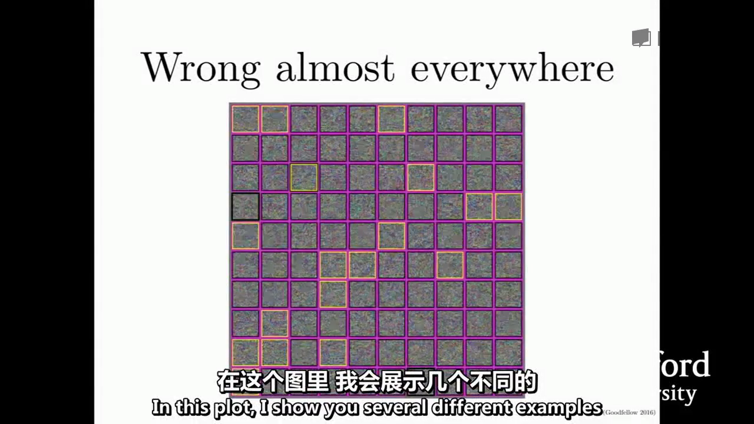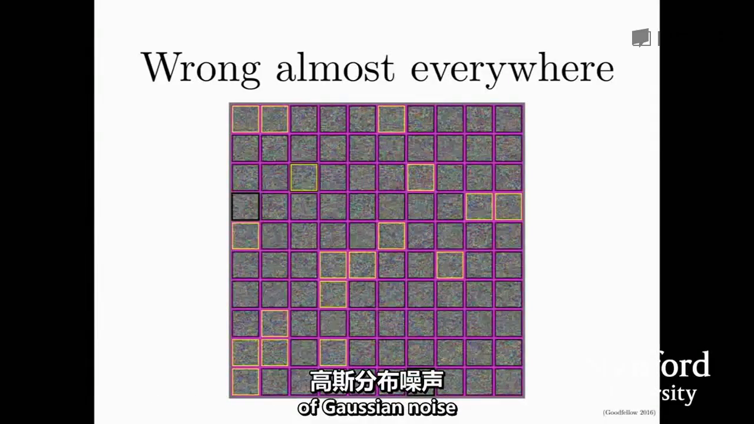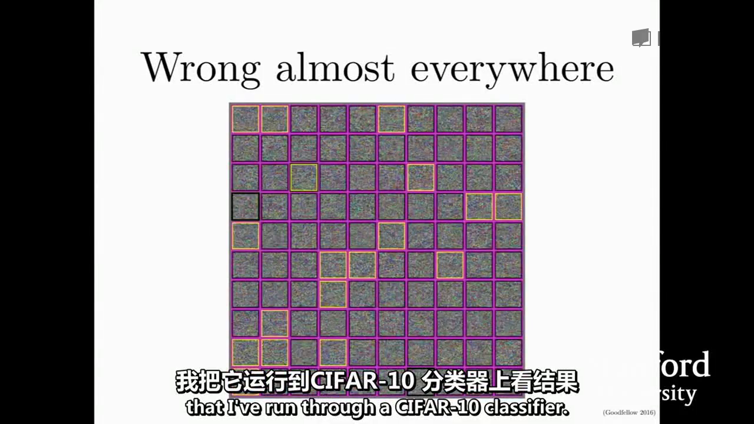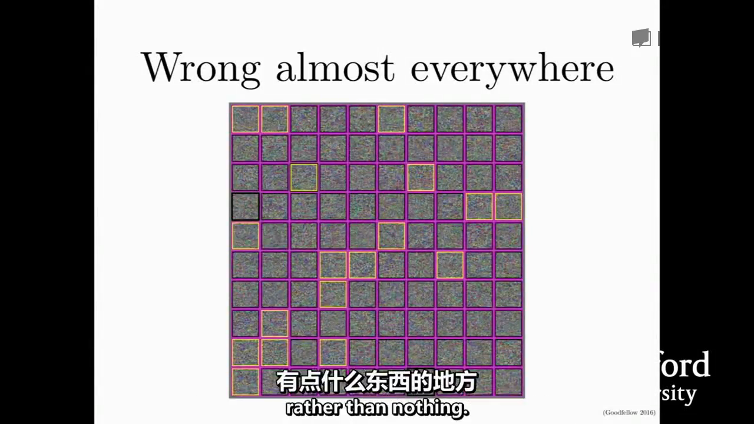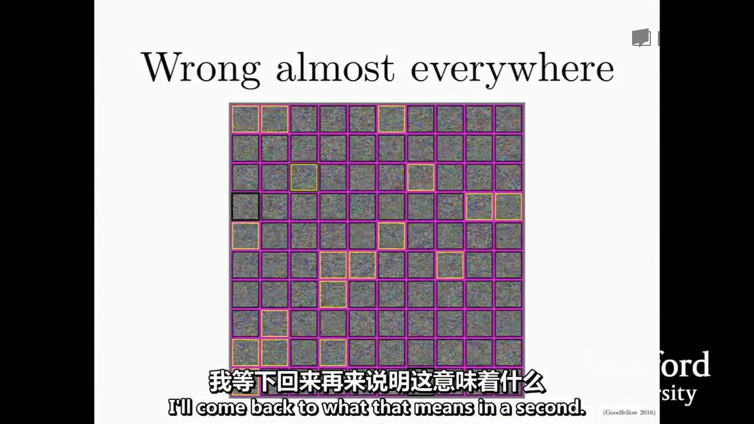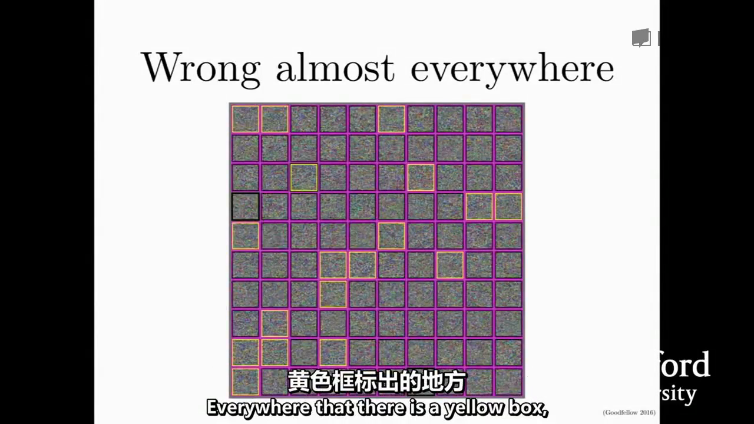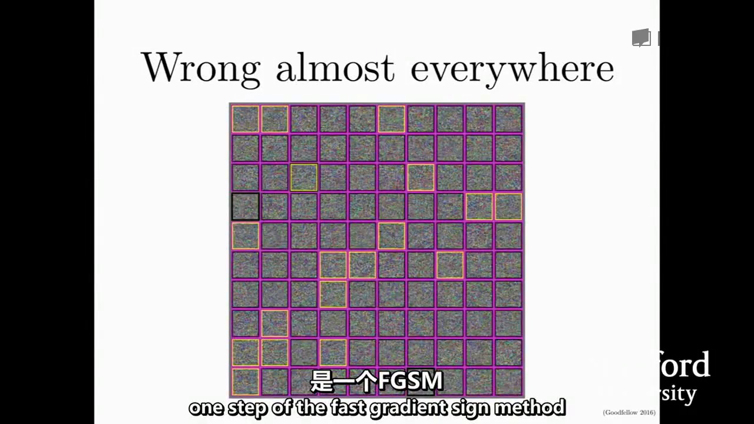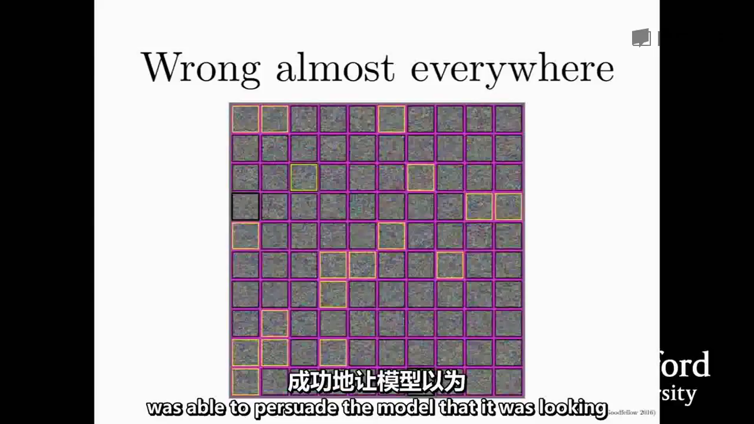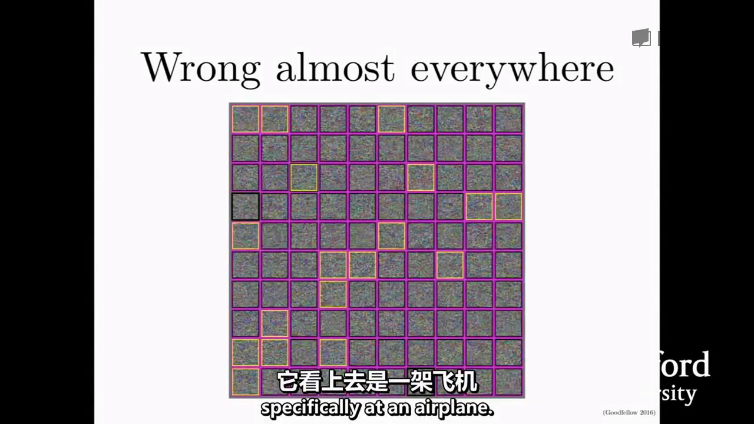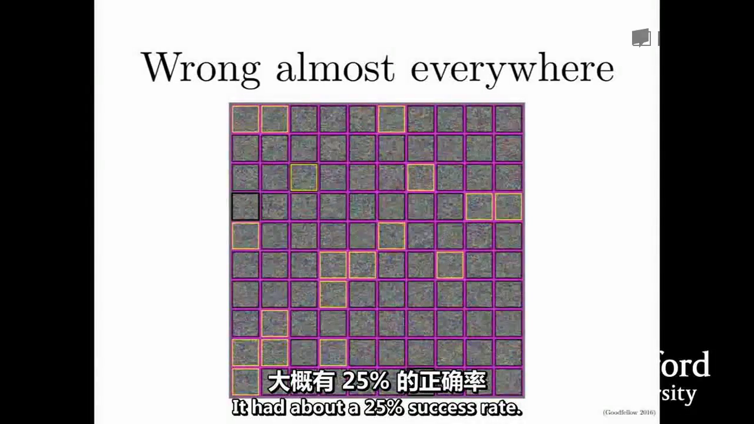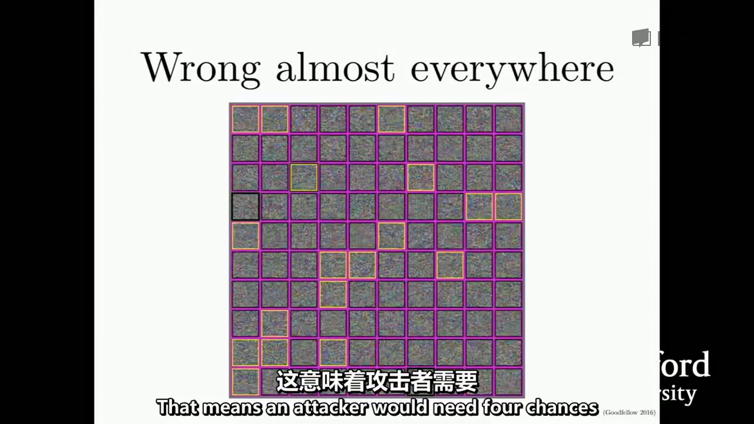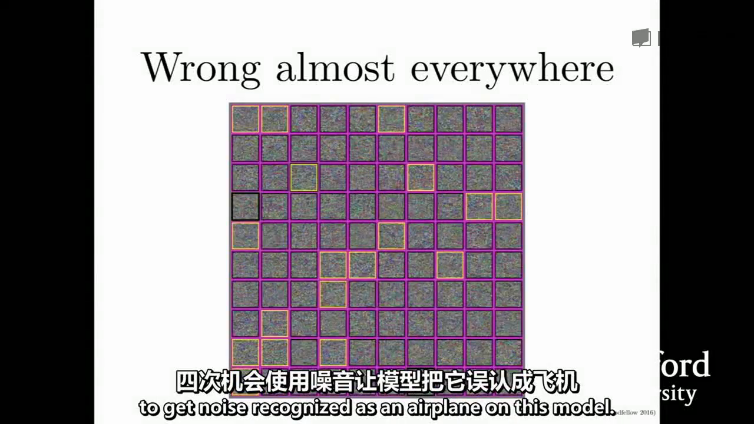In this plot, I show you several different examples of Gaussian noise that I've run through a CIFAR-10 classifier. Everywhere that there's a pink box, the classifier thinks that there is something rather than nothing. I'll come back to what that means in a second. Everywhere that there is a yellow box, one step of the fast gradient sign method was able to persuade the model that it was looking specifically at an airplane. I chose the airplane class because it was the one with the lowest success rate. It had about a 25% success rate. It means an attacker would need 4 chances to get noise recognized as an airplane on this model.